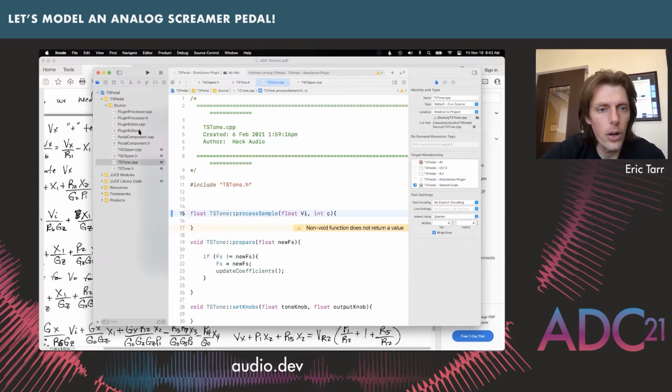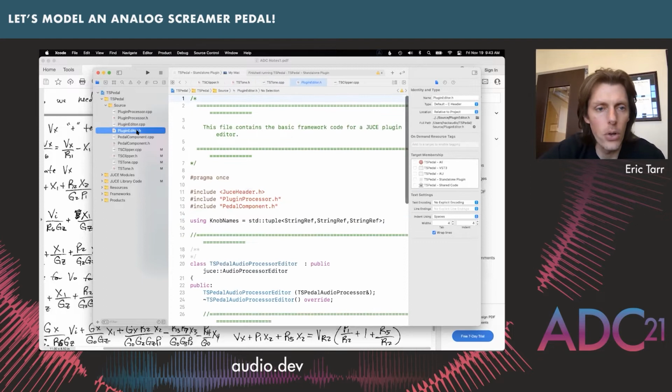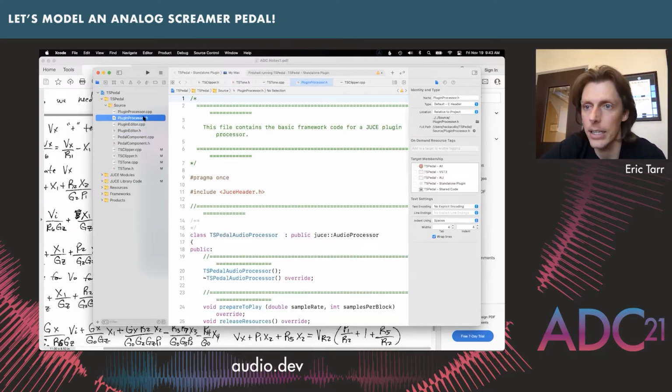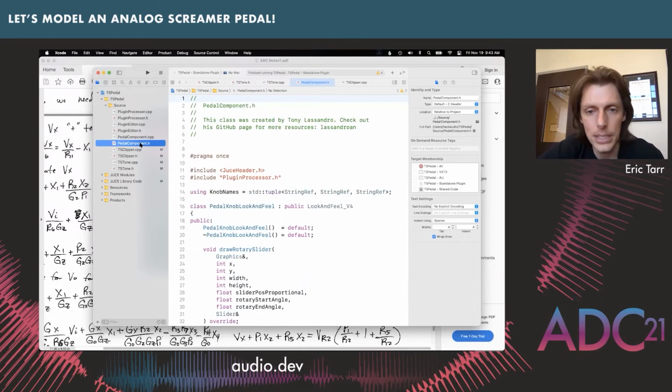So we have the typical classes that we use for the editor and the processor that come with the JUCE plugin. I have one that one of my students created for the graphics, so that it sort of looks like a Tube Screamer guitar pedal. We're not going to really get into that one, but it's there if you want to check it out and see some stuff with that. So the pedal component is the one that handles the graphics that we're going to use.